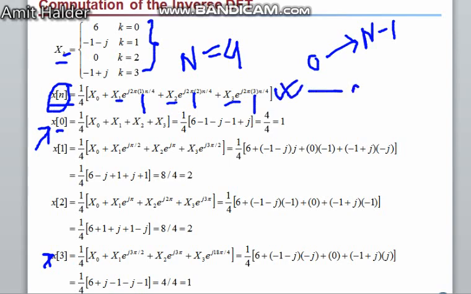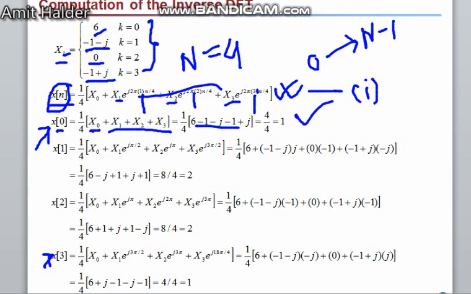That's the finalized equation. Take n about 1, just put the value n equal to 0 in each of the parts. E to the power 0 will become 1, and you know what the x0 value is, it is 6. What is the x1 value? -1 minus j. What is the x2 value? 0. What is the x3 value? -1 plus j. Okay, put it out. You will get this. That is the value of the first sequence.